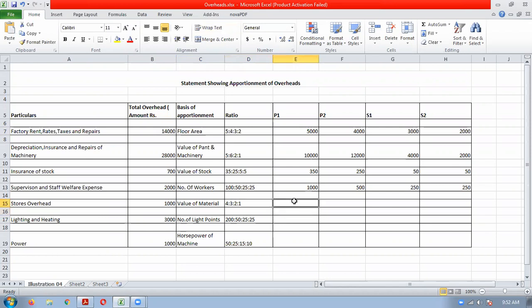How much will it be? Anybody can calculate. 4 + 3, 7 + 2, 9 + 1. Correct? So 1000 divided by 10 into 4. So 400, 300, 200 and 100. Correct? Okay.